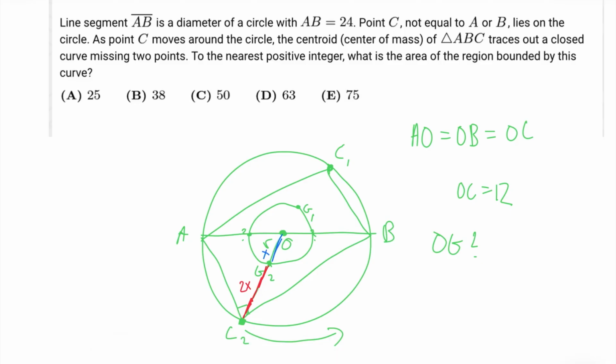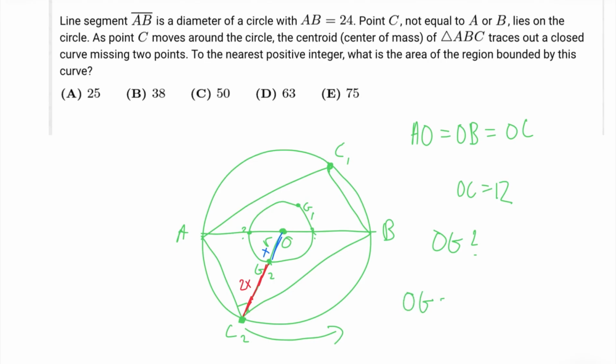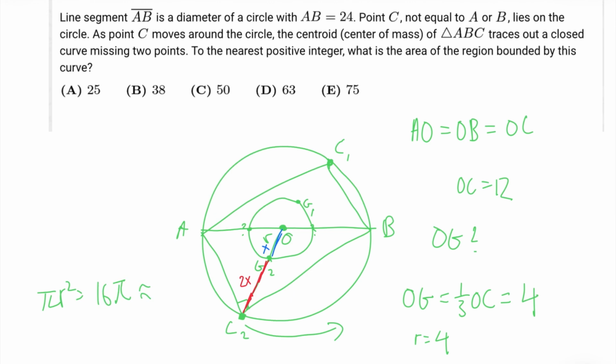Well, given this information, we can figure out that OG is equal to 1/3 OC, which is 1/3 of 12, which is 4. So now we know that the radius is 4, and then we can just plug this into the circle area formula, which is pi r squared, to get 16 pi. And this is around 50. So the answer is C, 50.